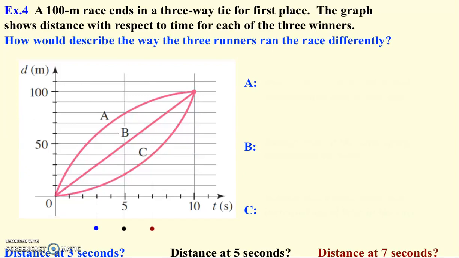Okay, this will be part 2 of the 3.1 video notes, and we're just going to run through a few more examples of visual interpretation of a graph. So here we've got a three-way race, a 100-meter race.